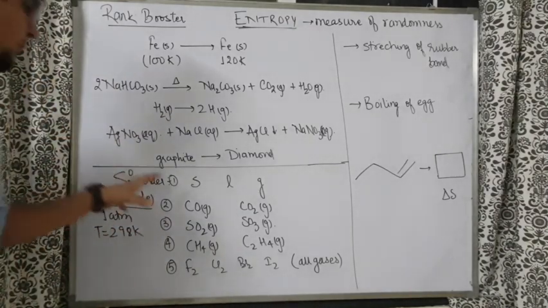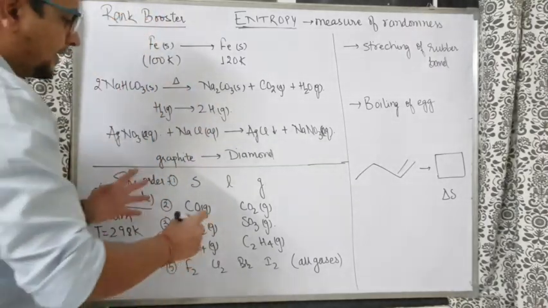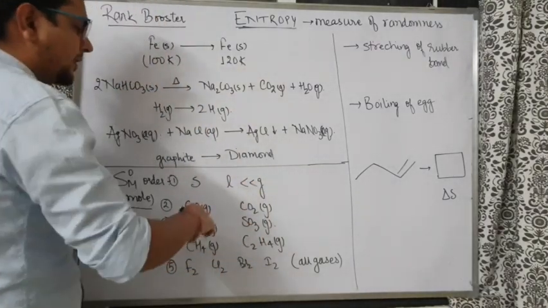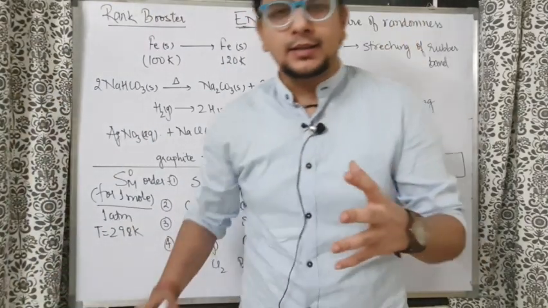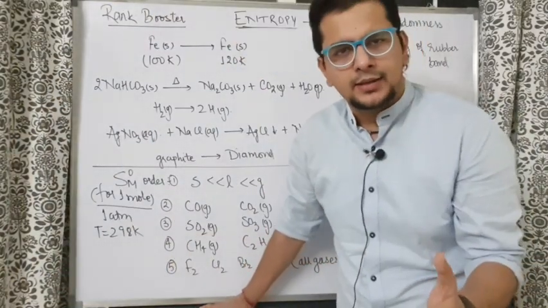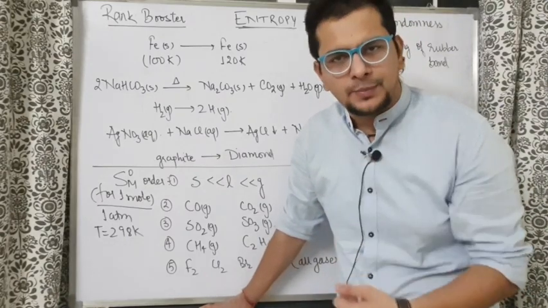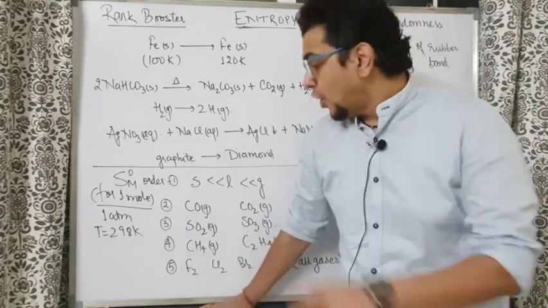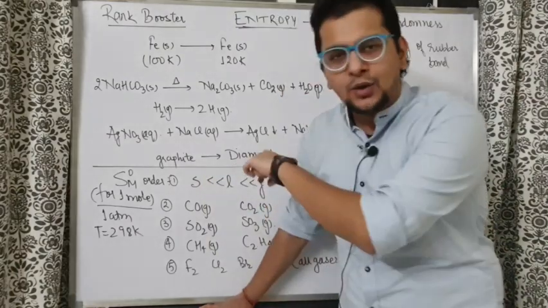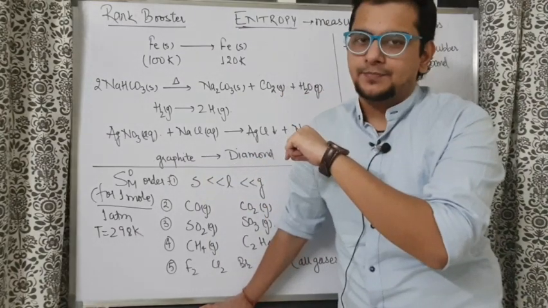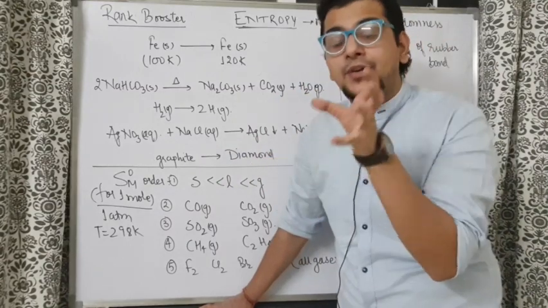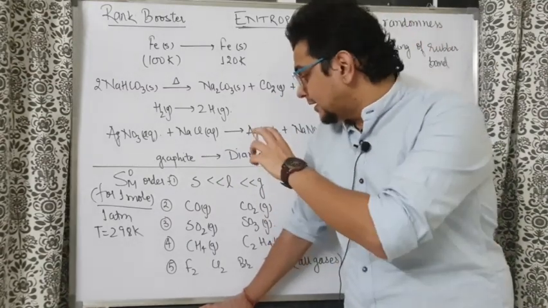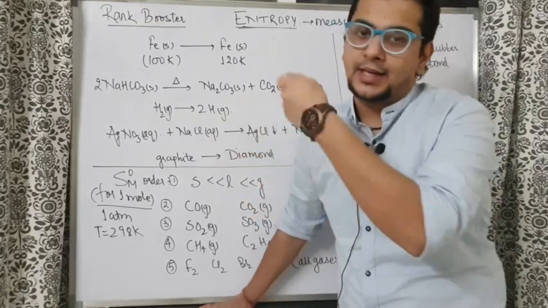So for the standard molar entropy, gases will have much more standard molar entropy than liquid, than solid. Why? Gas particles are moving very randomly here and there. So more chaos, more randomness, more disorderness will be there. On the other hand, when I check liquid, the disorderness will be lesser. On the other hand, solids have a very rigid structure, and in very rigid structures, the disorderness or the randomness is very less.